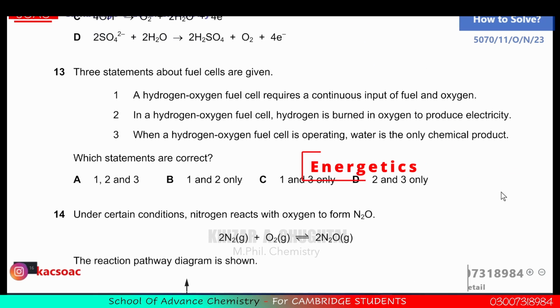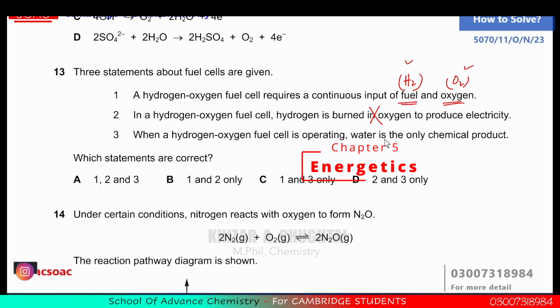Question number 13, statements about fuel cells are given. 1. A hydrogen-oxygen fuel cell requires continuous input of fuel and oxygen. Yes, it is true. This fuel is basically hydrogen, so hydrogen and a continuous supply of oxygen are required. 2. In a hydrogen-oxygen fuel cell, hydrogen is burnt in oxygen. No, there is no burning of hydrogen at all in this sort of fuel cell. 3. When a hydrogen-oxygen fuel cell is operating, water is the only chemical product formed. Yes, it is true. Water is being formed. So 1 and 3, C is the correct option.